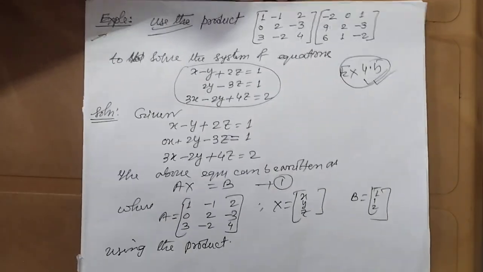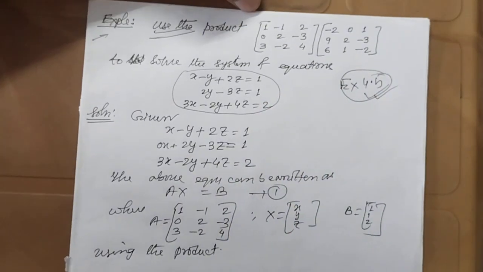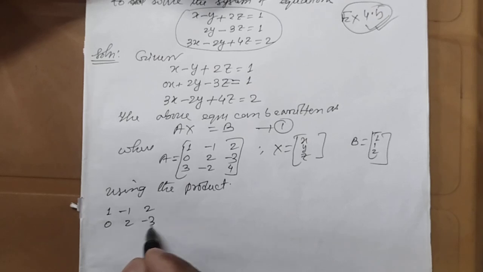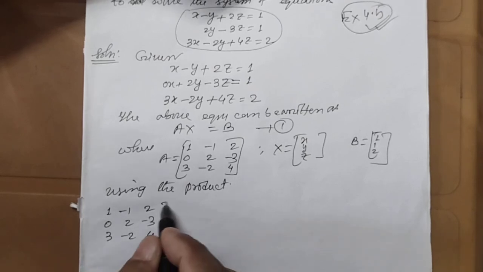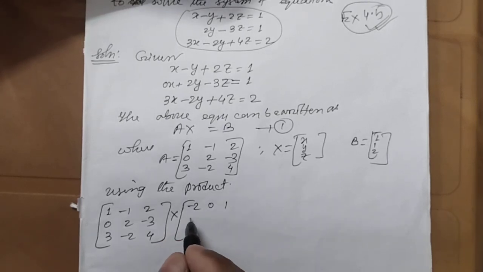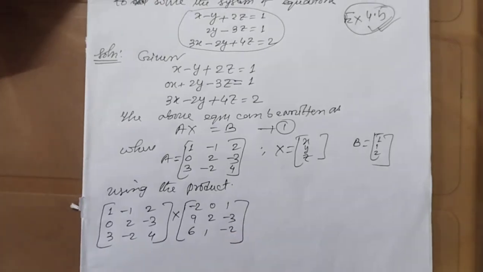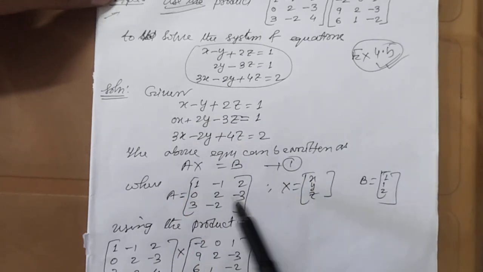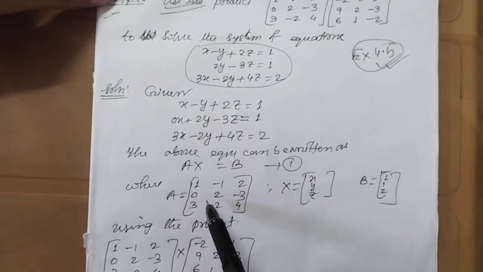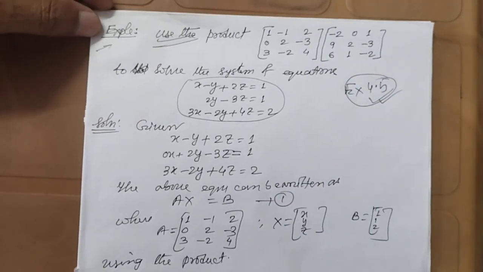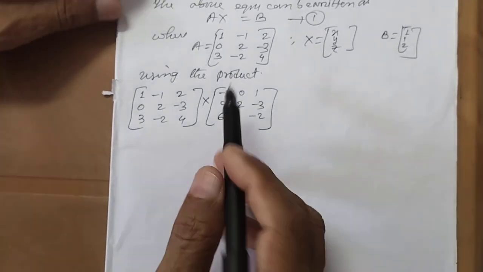Which product do we have to use? You see, it is given here in the question. I am writing here 1, minus 1, 2; 0, 2, minus 3; 3, minus 2, 4, into the second matrix: minus 2, 0, 1; 9, 2, minus 3; 6, 1, minus 2. I am telling you once again, the given system of equations we have written as AX = B, and we got A, X and B. Before we were finding A inverse by using the cofactors method, but the present question is asking us to use the product to solve. So we cannot find A inverse by the previous method, so we are using this product.